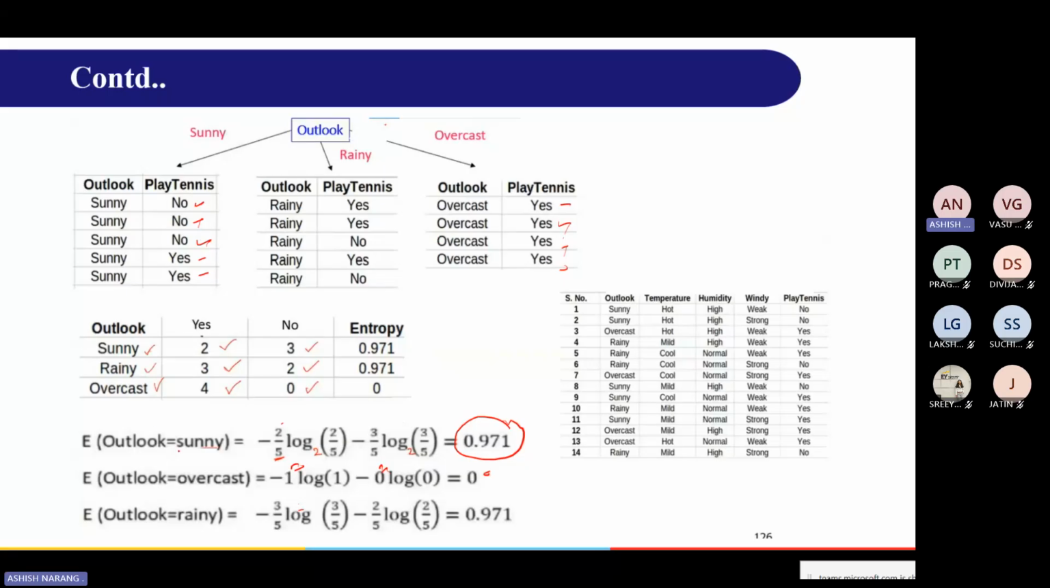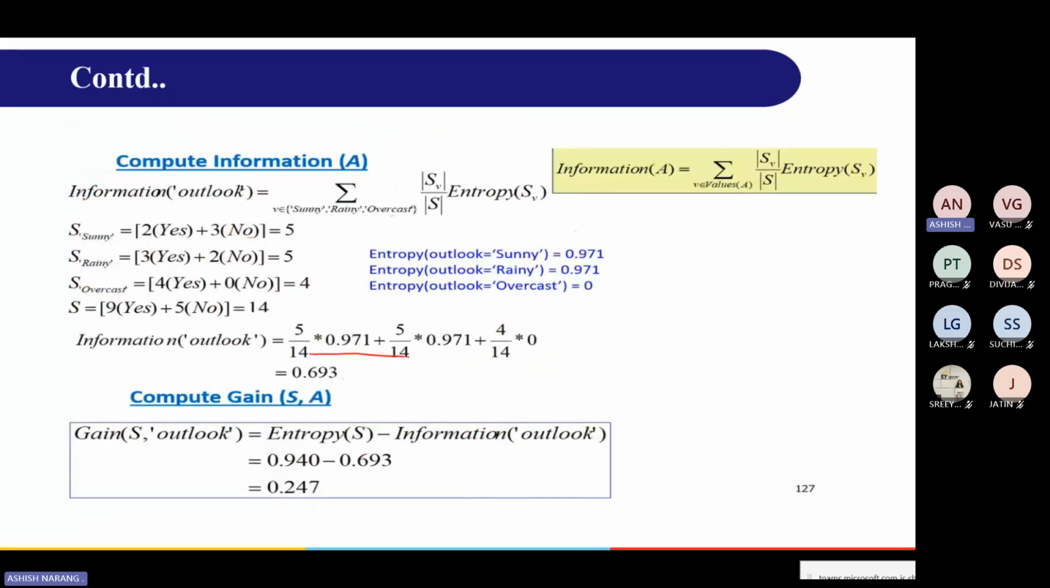So now I have to go with a weighted average kind of thing, right? If you look at this, there are 5 records belonging to Sunny, so this value I am getting for Sunny. I'll take 5 by 14 multiplied with 0.971 plus 4 by 14 multiplied with 0 plus 5 by 14 multiplied with 0.971, because there are 5 records for Rainy also, right? So this is what I will do. And ultimately, you are getting the entropy value as 0.693.